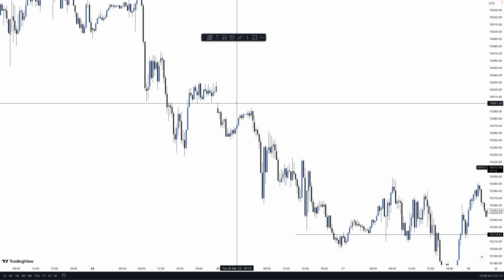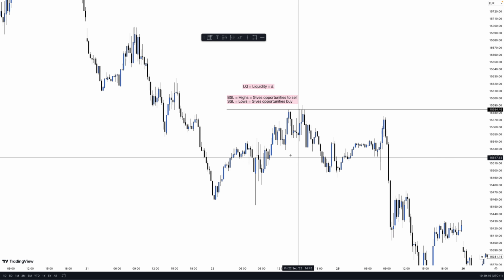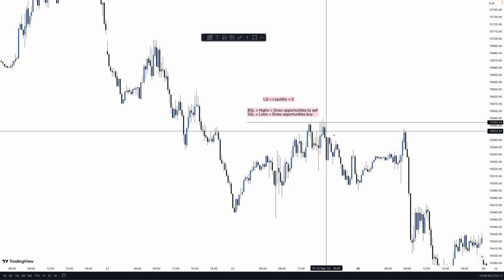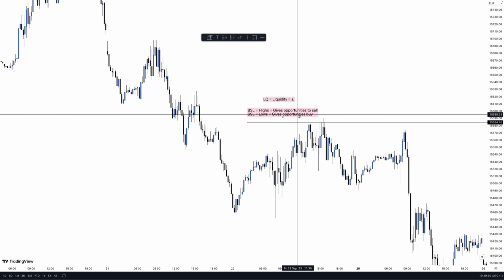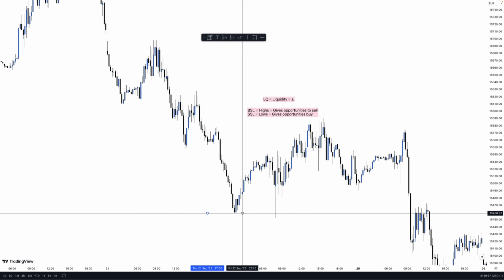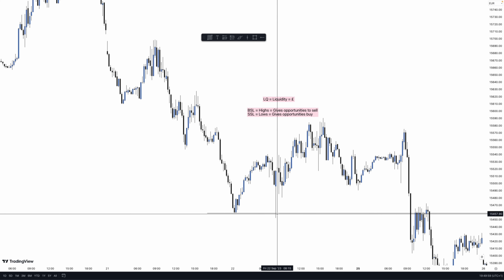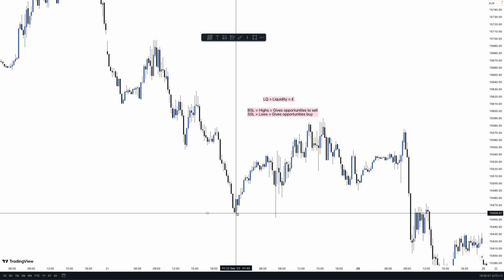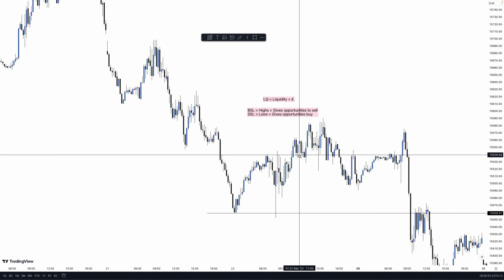Now we can just move over to sell side liquidity. So sell side liquidity gives opportunities to buy. So remember, it's found in the lows. So if I go to this low, as you can see, price pushed down, wicked through it, collecting these orders that resided below here, reaction back up.